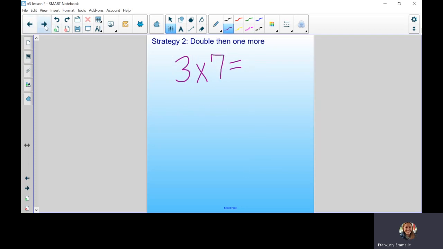So let's think of 7. I'm going to double my 7. Double 7 is 14 plus 7 more. 14 and 7 more is 21. And let's look at it one more time. Let's do 3 times 9. Let me start by doubling my 9. Double 9, or 9 times 2 is 18. And I'm going to do 9 one more time. So 18 plus 9 more. I'll give you a second to think about that.